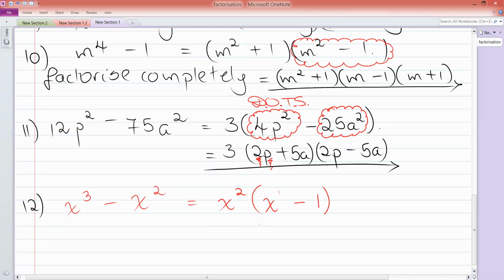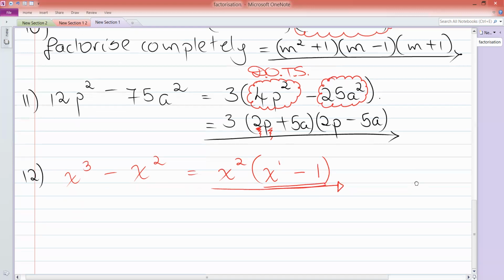So looking at this, we can't factorize this further. Why? Because you have an odd power here. You can only factorize it further if it was an even power. So for this one, there's no need to do difference of 2 squares. Your final answer would just be x squared, then open brackets, x minus 1. Okay. All right.